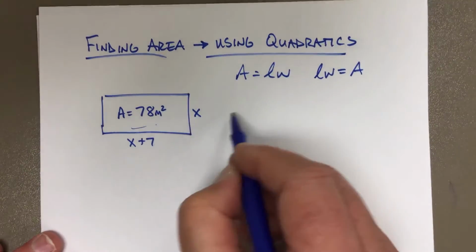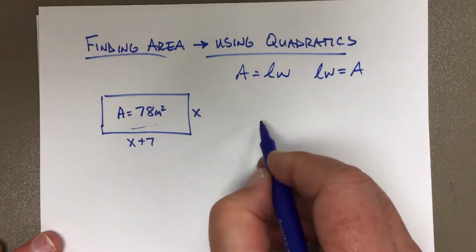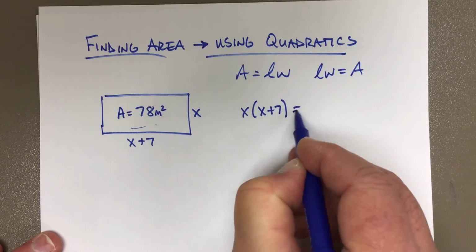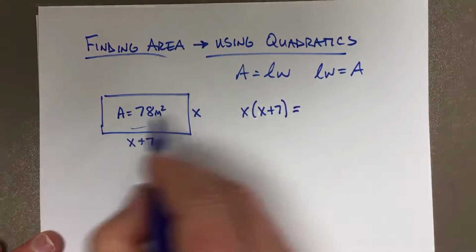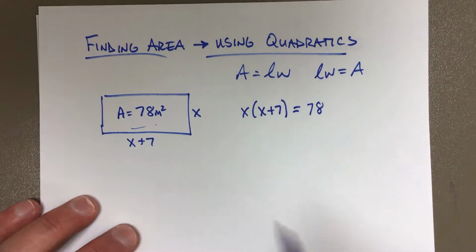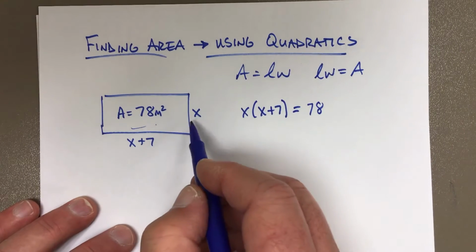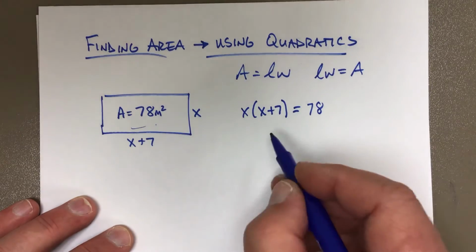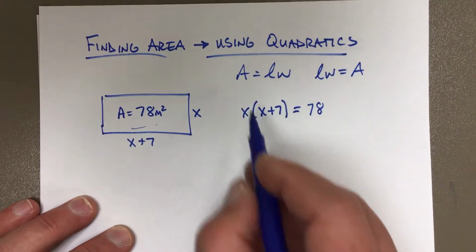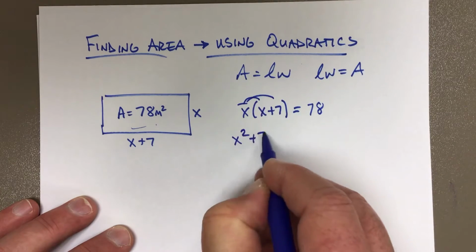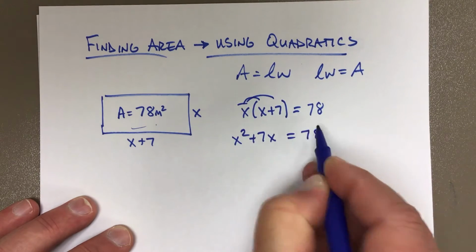So we're going to take this x and x plus 7. So x times x plus 7. Remember, it doesn't matter which one it is. And area is 78. All right? So length or width, it doesn't matter which one. It's just side times side, basically. All right, so here we just do our regular math. We take the x and we distribute. So we get x squared plus the 7x is equal to 78.